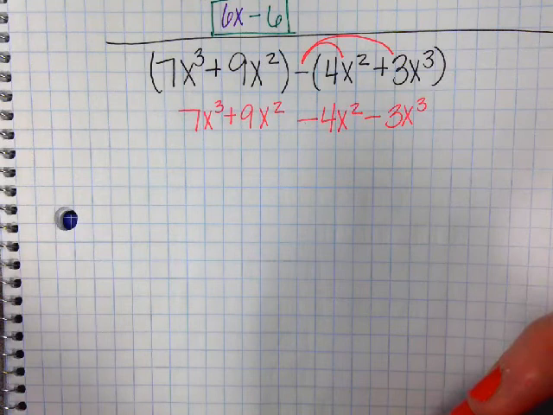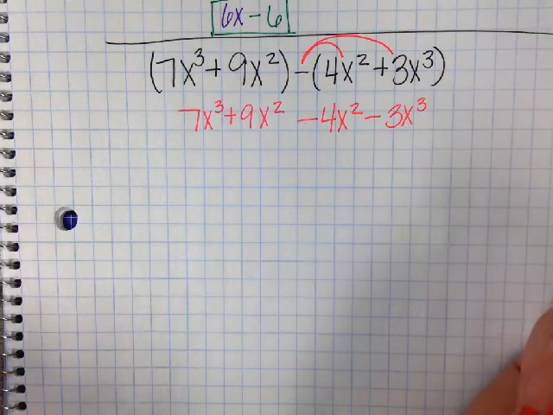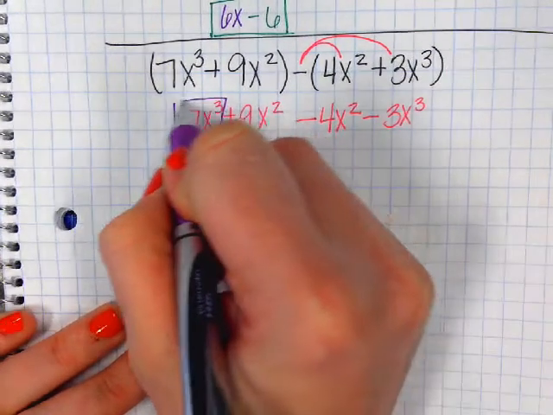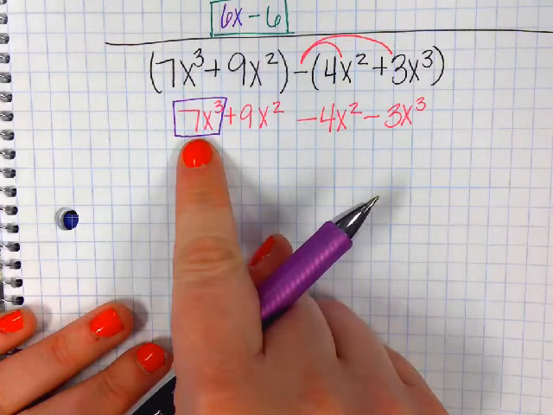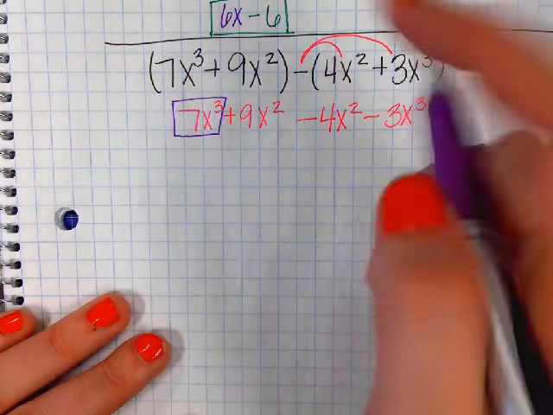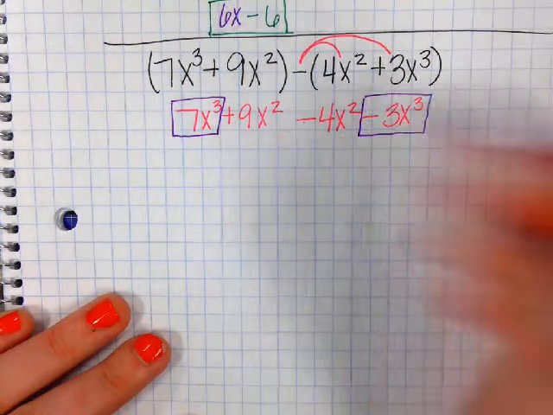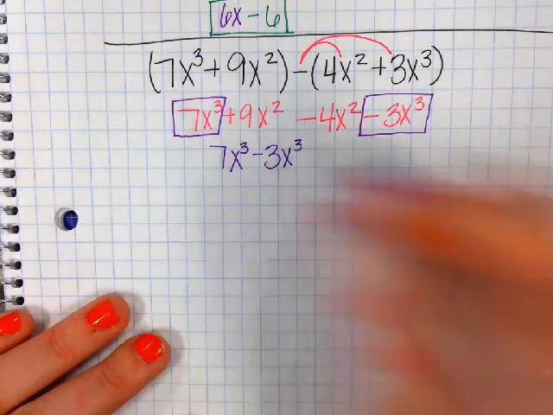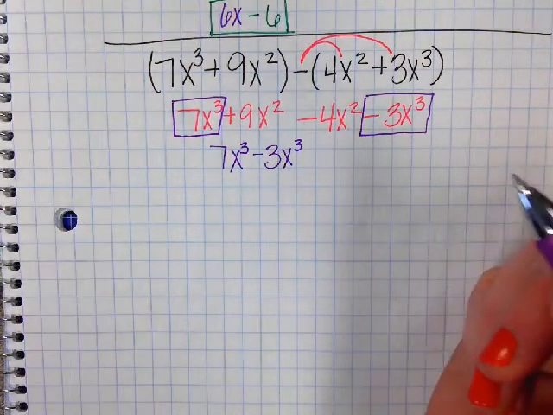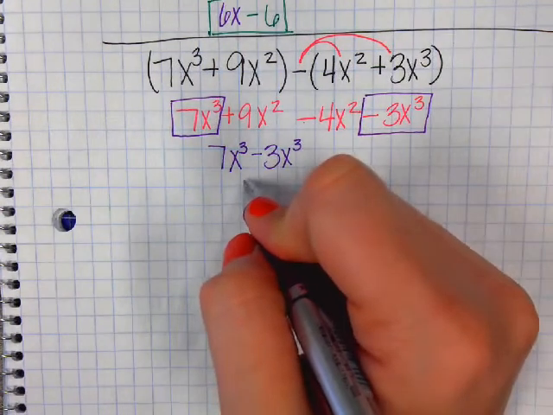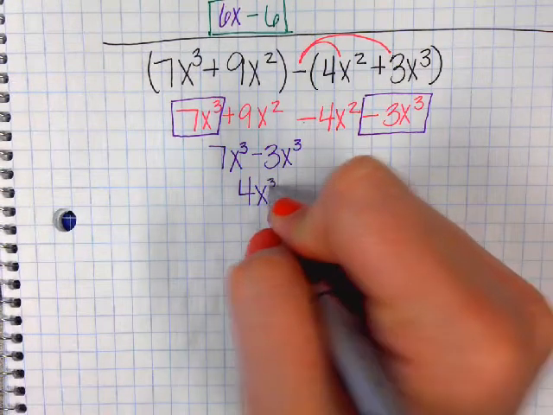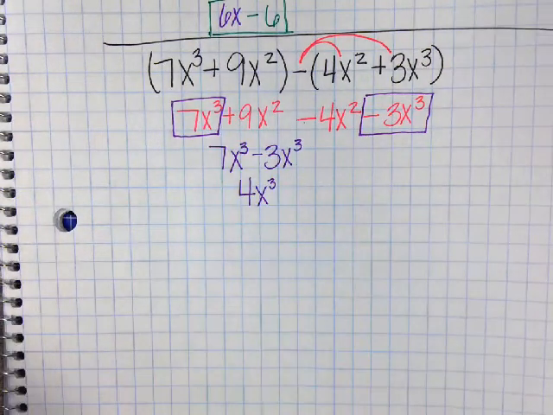Now, when you do these, remember they always need to be written in standard form. You always want to write the highest degree first and then in descending order. So I'm going to look for the highest degree, which is the 7x cubed. What can combine with a 7x cubed? Negative 3x cubed. So then it would be 7x cubed minus 3x cubed. What's 7x cubed minus 3x cubed? 7 minus 3 is 4.